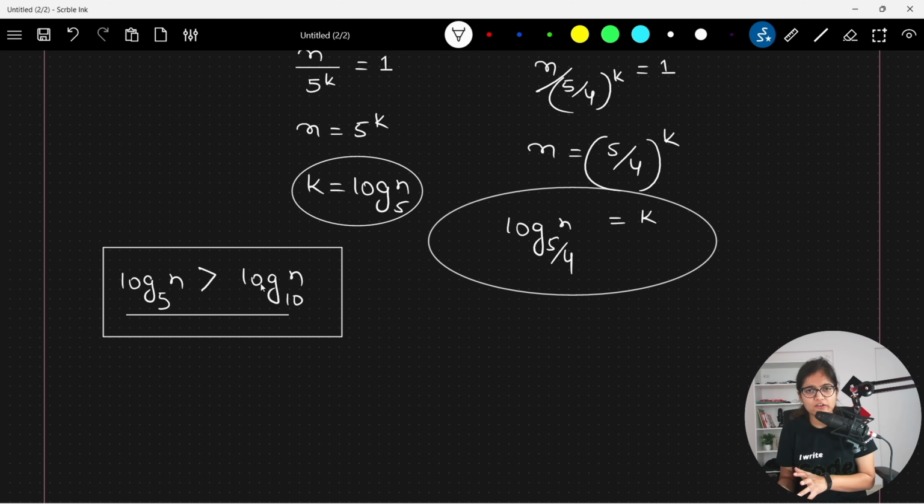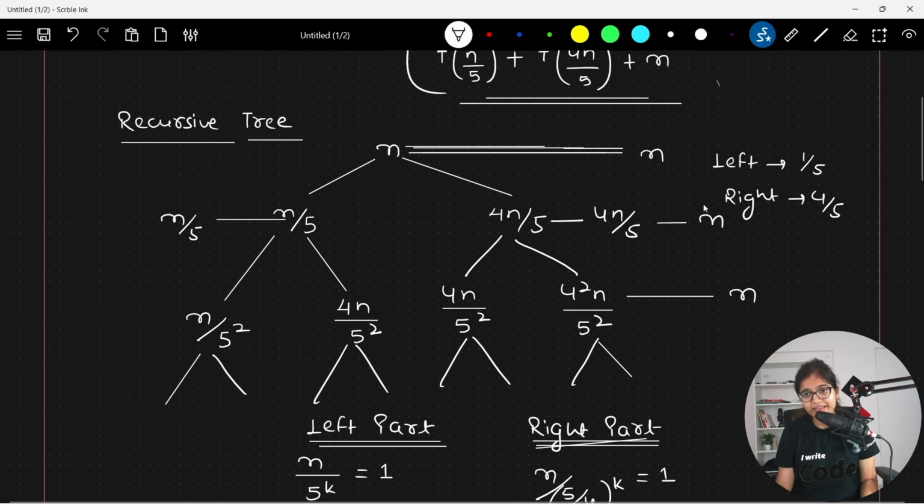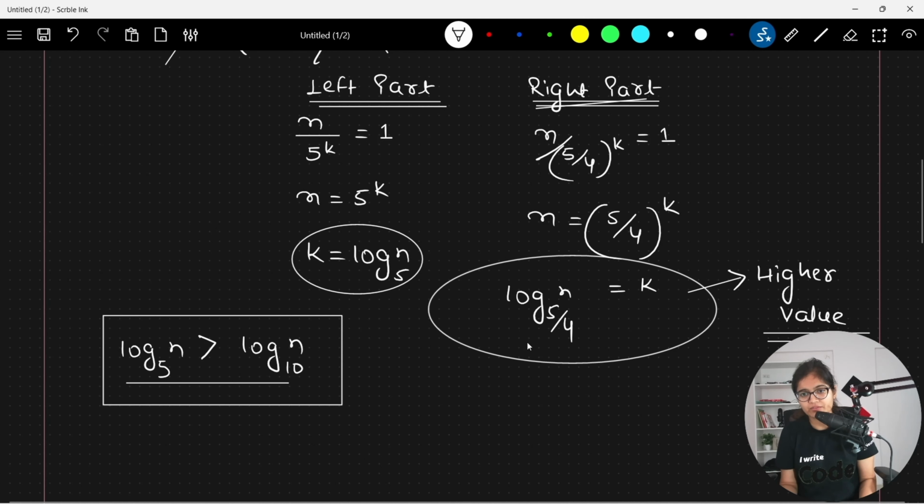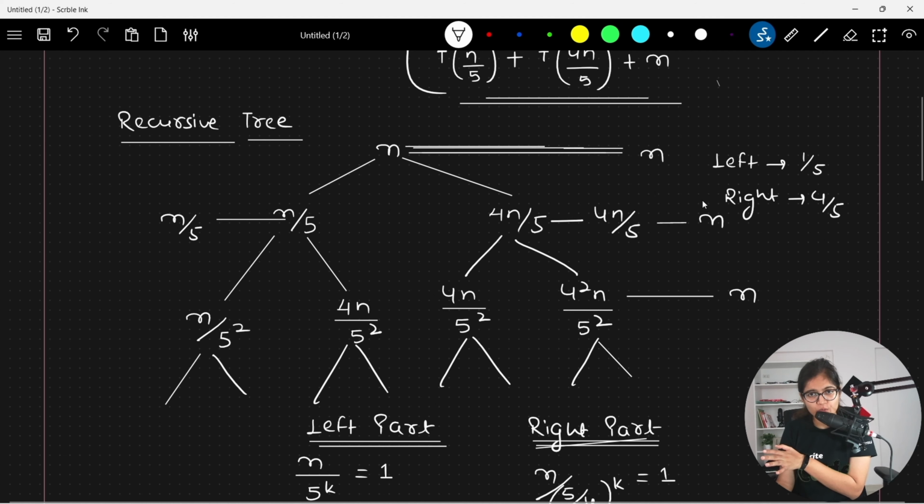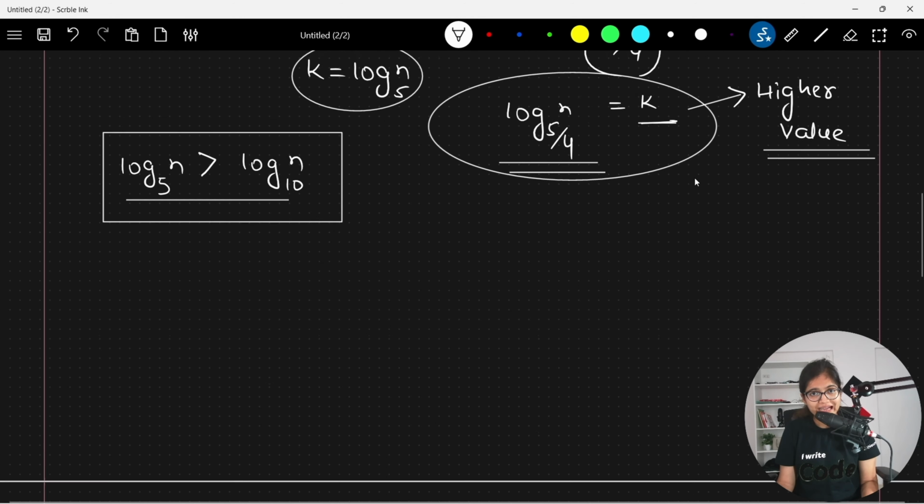Again, this comes under the properties of logarithms, which I am expecting that everyone is aware of as of now. So here, which base is having a lower value? Obviously 5 by 4. It means that this is something which has an overall higher value, right? It means that until k number of levels, how many levels will we split? It will be log of n base 5 by 4. It means k levels. And at every level, what is the cost associated with that? It will be n. So what is the overall time complexity?